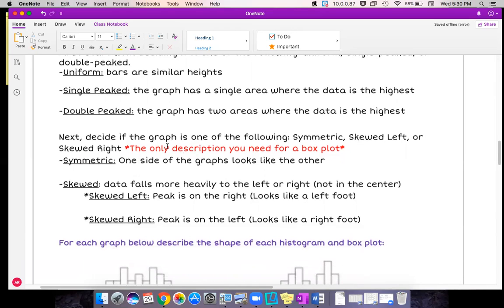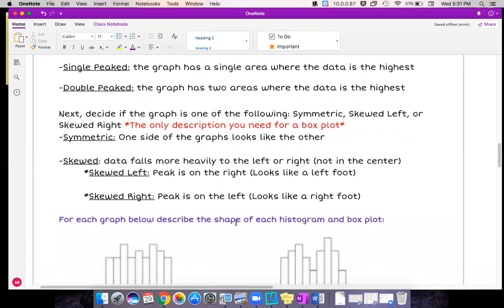And then next, you decide if the graph is one of the following: symmetric, skewed left, or skewed right. That's the only description you need for a box plot. So if you have a box plot, these are the only things that you can say: symmetric, skewed left, or skewed right. Symmetric is when one of the sides of the graph looks like the other. So your sides on both sides look the same and they're symmetric. Skewed is when data falls more heavily to the right or to the left, not in the center. Skewed left is the peak is on the right and it looks like a left foot, whereas skewed right has the peak on the left. So this is kind of backwards and this always gets me.